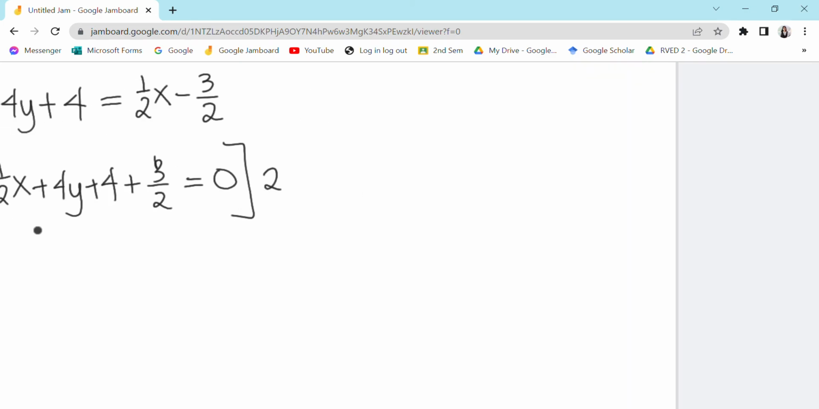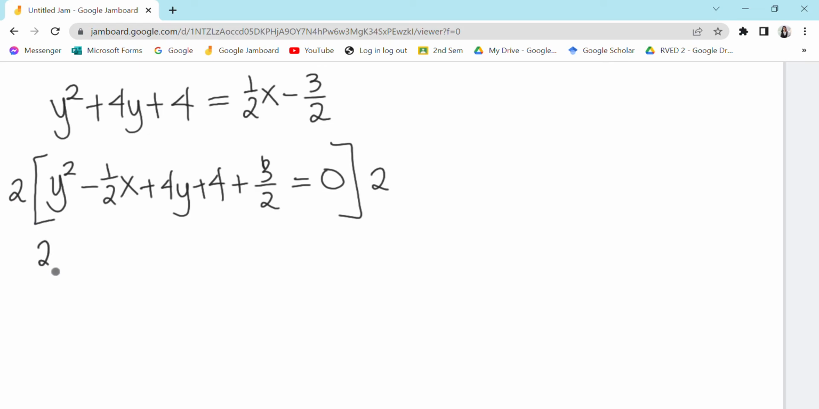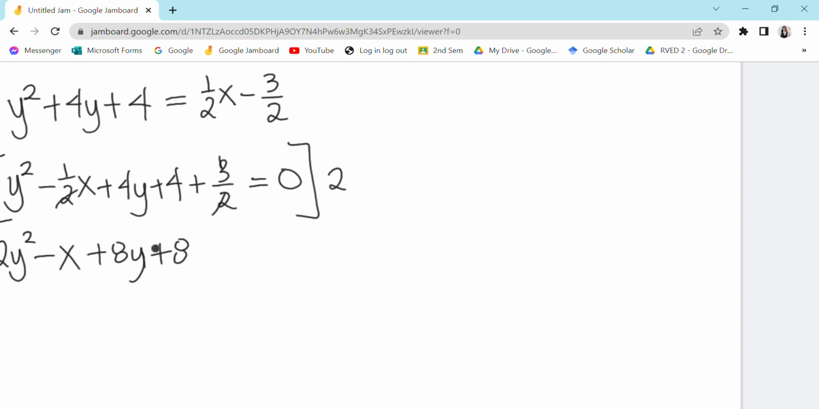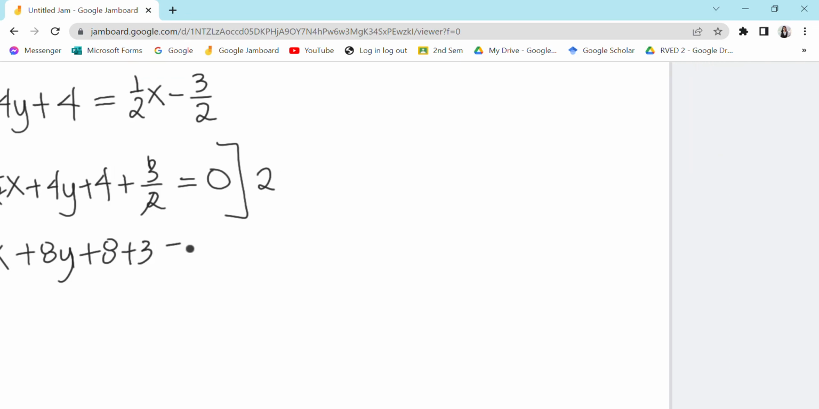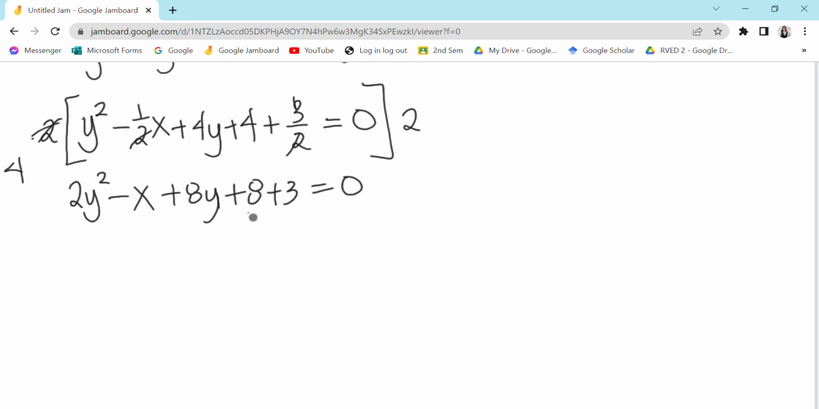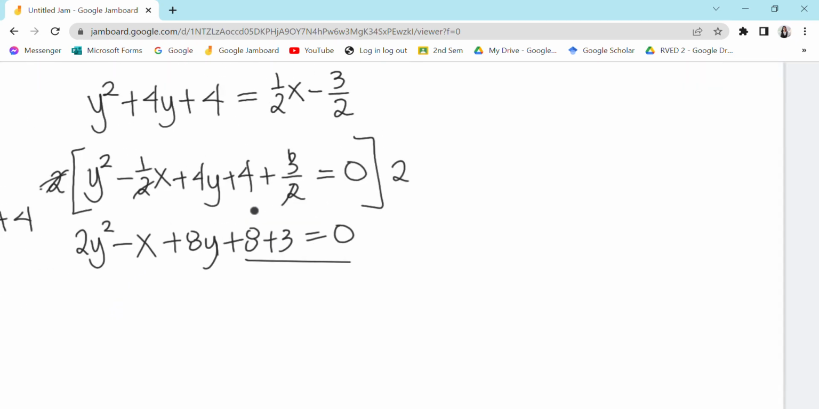We multiply by 2. And then, you'll have here 2y squared minus, 2 times negative 1/2 will be negative 1 because the 2 will cancel. So, negative 1x or just x. Negative x. And then, 2 times 4y is 8y. 2 times 4 is 8. And then, 2 times 3 halves, the 2 cancels again. So, you'll be left with 3 equals 0. So, in this equation, your final answer will be combining like terms on this end.